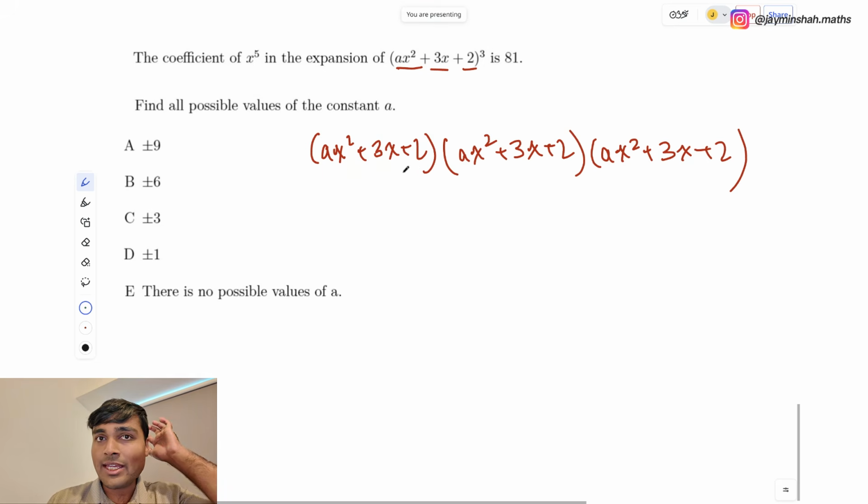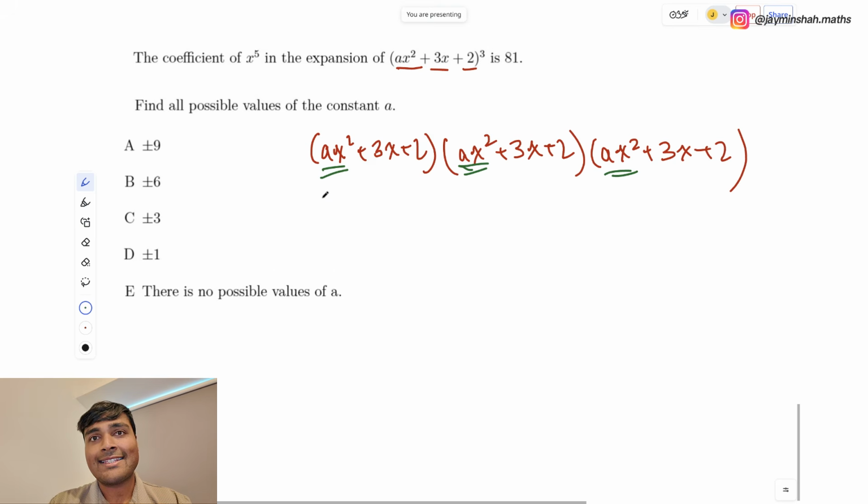Why is this? If we think about expanding this, if we took the maximum degree term from each of the brackets, we'd only be left with x to the 6. And of course, x to the 5 is just slightly less than x to the 6, so we just have to perturb this ever so slightly. The only way we can do this is by taking an x from one of the brackets and still taking x squareds from the other 2.